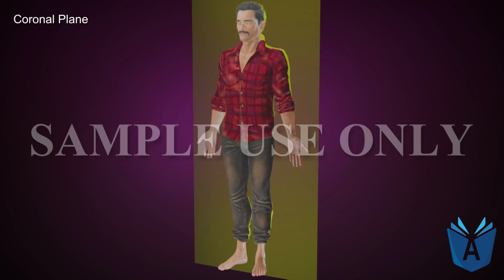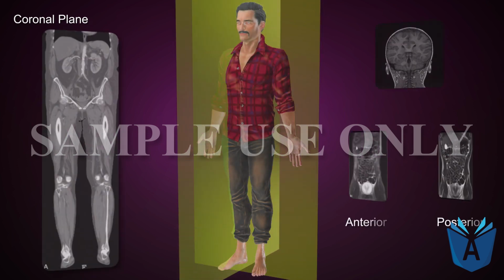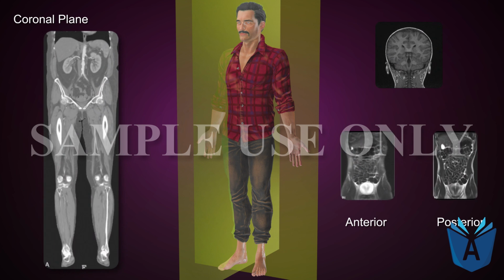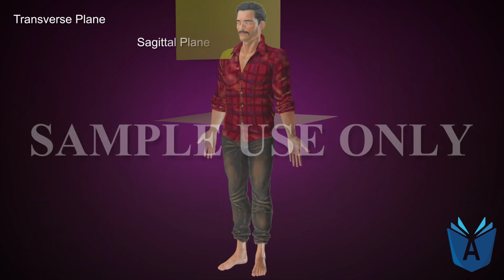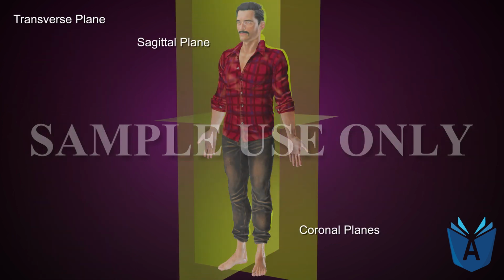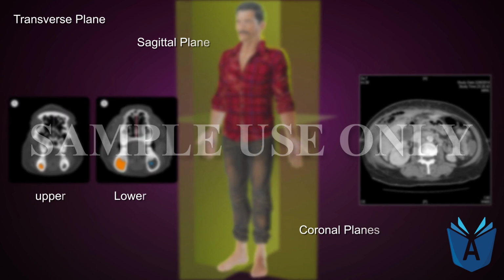Coronal plane. This plane is perpendicular to the sagittal plane. The body is divided into two halves, anterior and posterior. Transverse plane, perpendicular to the sagittal and coronal planes. The body or part of the body is divided into two parts, upper and lower.